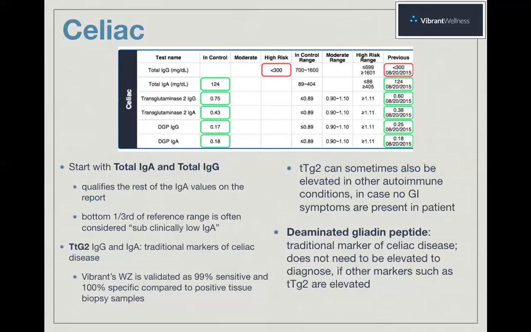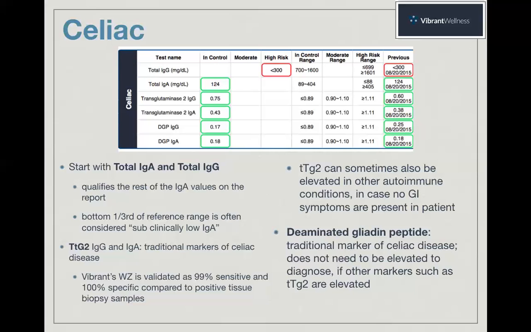A low or deficient total IgA does not mean the patient has celiac, but it can be a risk factor for celiac. In this example, the patient has an actual deficient IgG and a subclinically low IgA, which means that these immunoglobulin values throughout the report may actually be lower due to the inability to produce an adequate response to the antigen tested.